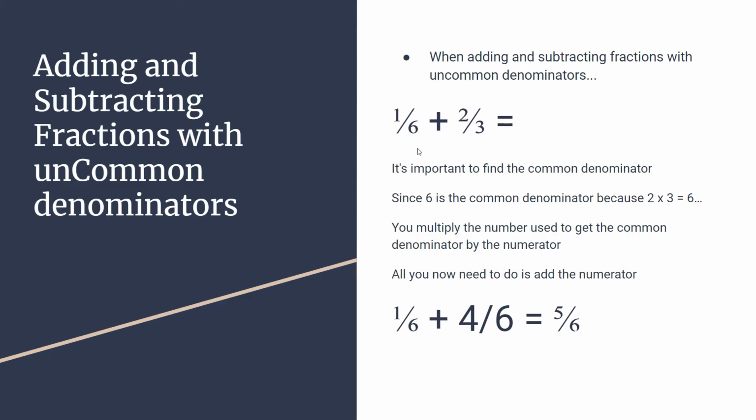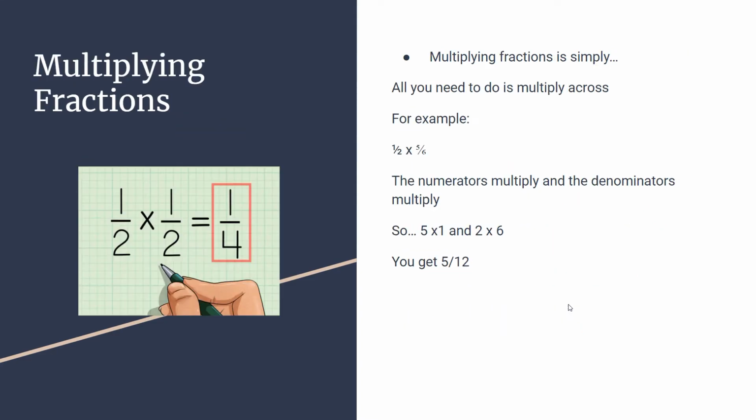So it'd be 1/6 plus 4/6. And with that, you use what I said from the last slide. You just add the numerators, and you get 5/6. It's the exact same thing for subtraction, but you just subtract the numerators instead of adding them. So it would be negative 3/6, which is negative half.